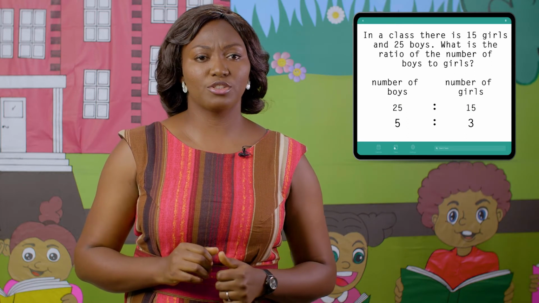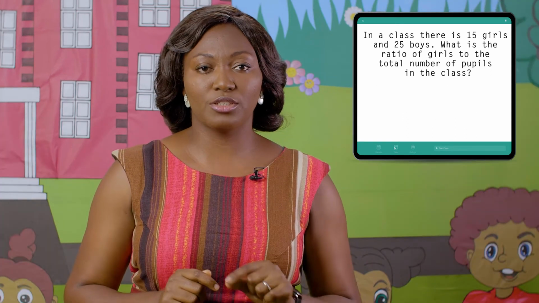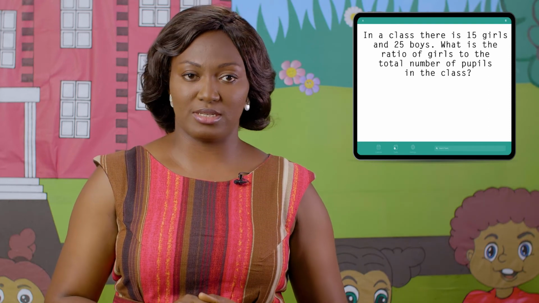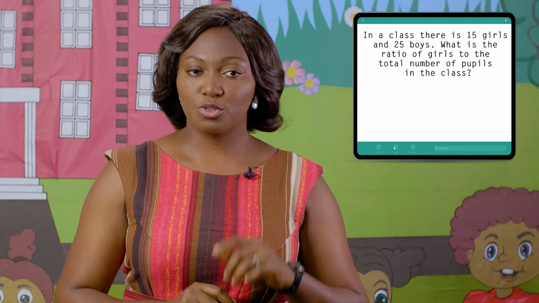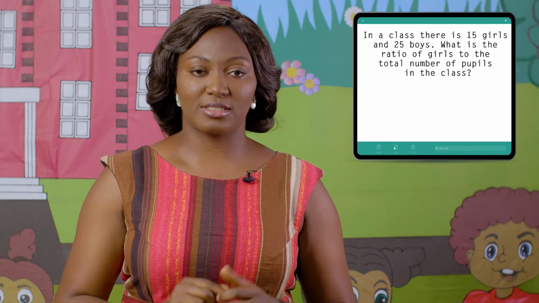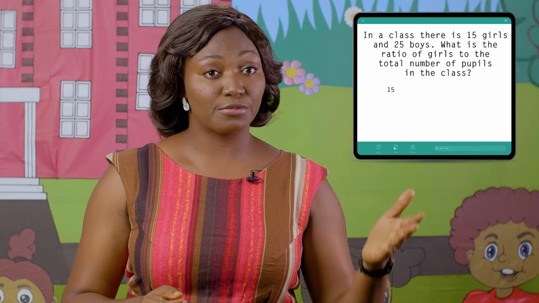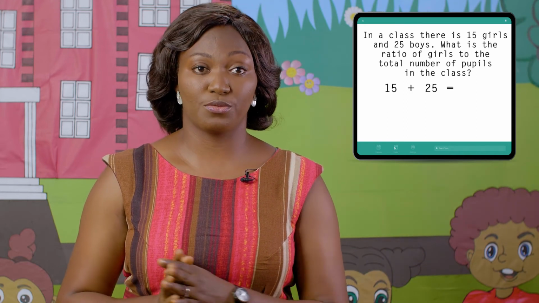Now the last question says, what is the ratio of girls to the total number of pupils in the class? The total number of pupils in the class can simply be gotten by adding the number of boys and the number of girls. That is 15 plus 25, which is equal to 40.